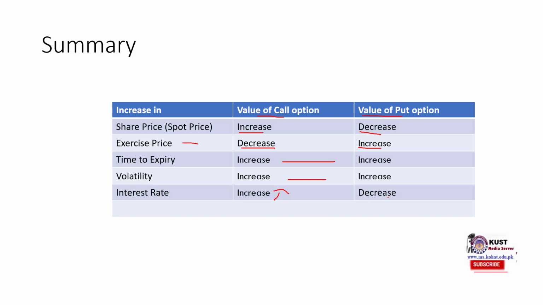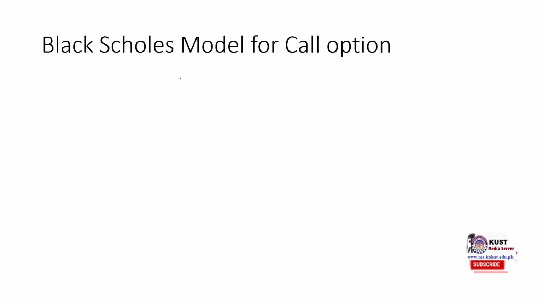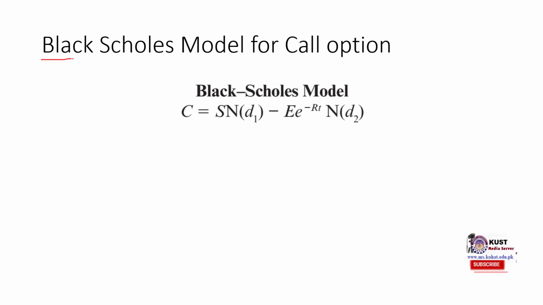So based on these factors, there is a model which is called the Black-Scholes model. This model was developed by three researchers, Black, Scholes and Merton, and they got a Nobel Prize for this model. This model was developed in 1973. So from this Nobel Prize, you can get an idea that it is an important model.